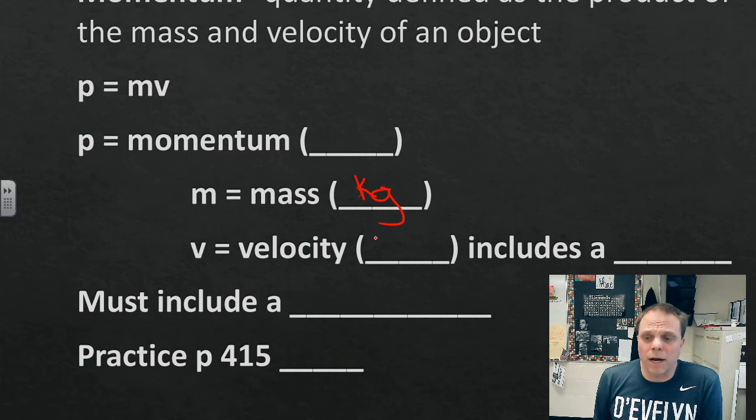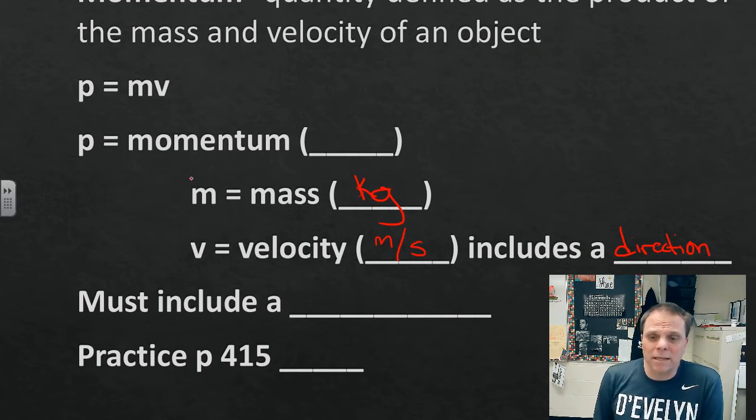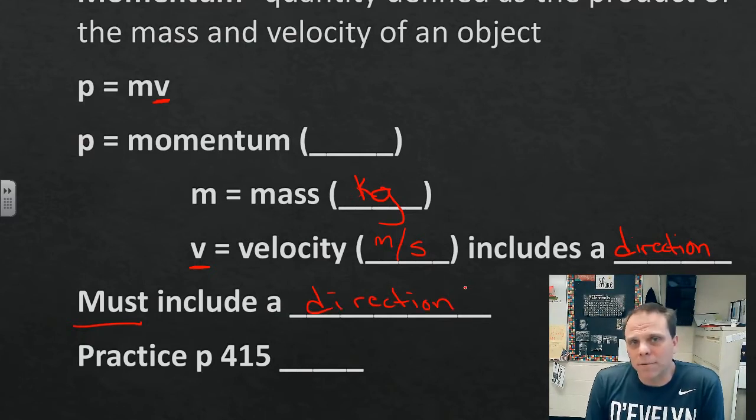And then velocity we've talked about before, measured in meters per second, but it includes a what? It includes a direction. Don't forget that whenever we're talking about velocity, we are talking about something that has to have a direction, okay? Which means since momentum has velocity, that means momentum must include what? Yeah, it must include a direction. So anytime you're writing out the momentum of a substance, make sure that you're writing out a direction as well.